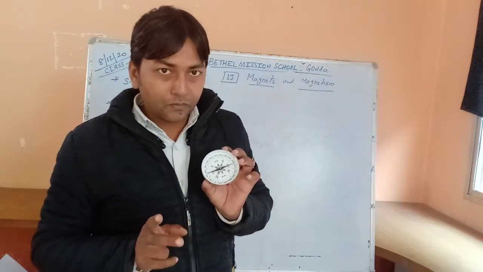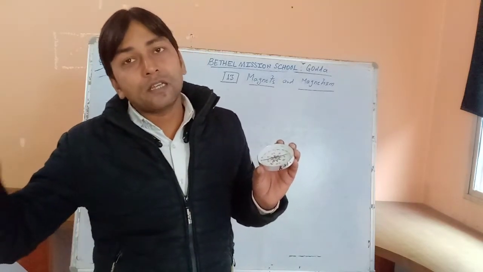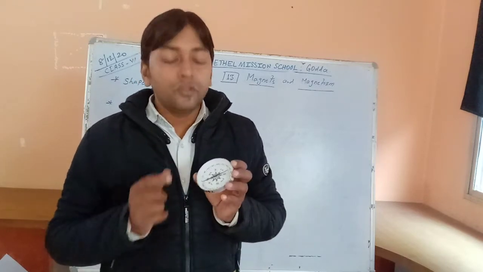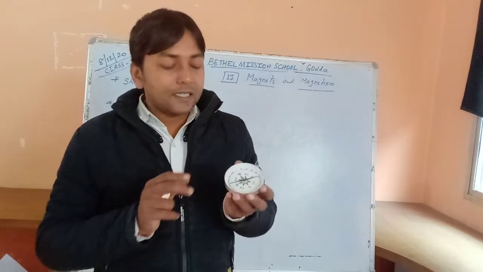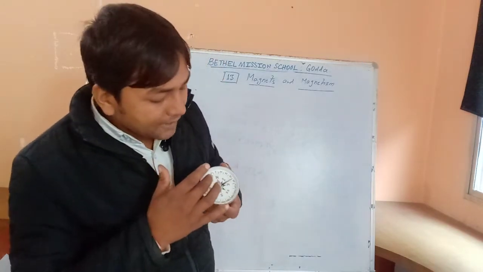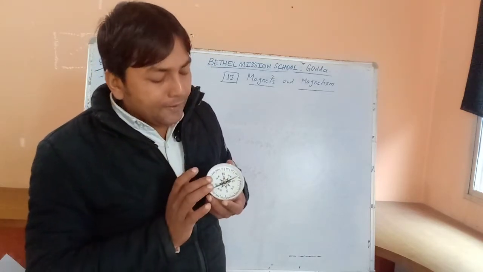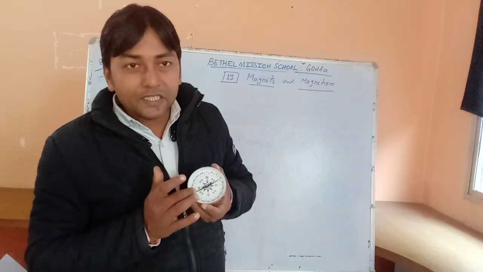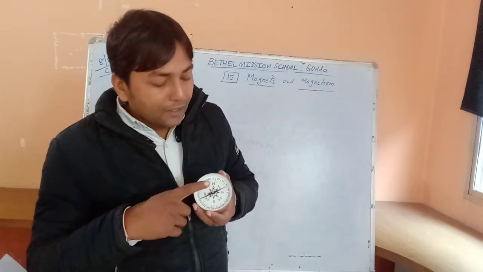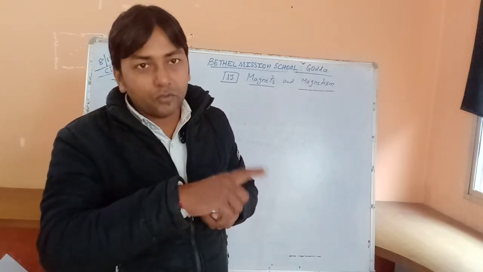Okay, I hope you got it. When you are moving in an unknown place and you don't know which direction you are going, you can use this type of instrument. Here you can look, the directions are given: north, east, west, south. This needle-shaped magnet always stands towards north. So this is the north direction and this is the south direction.